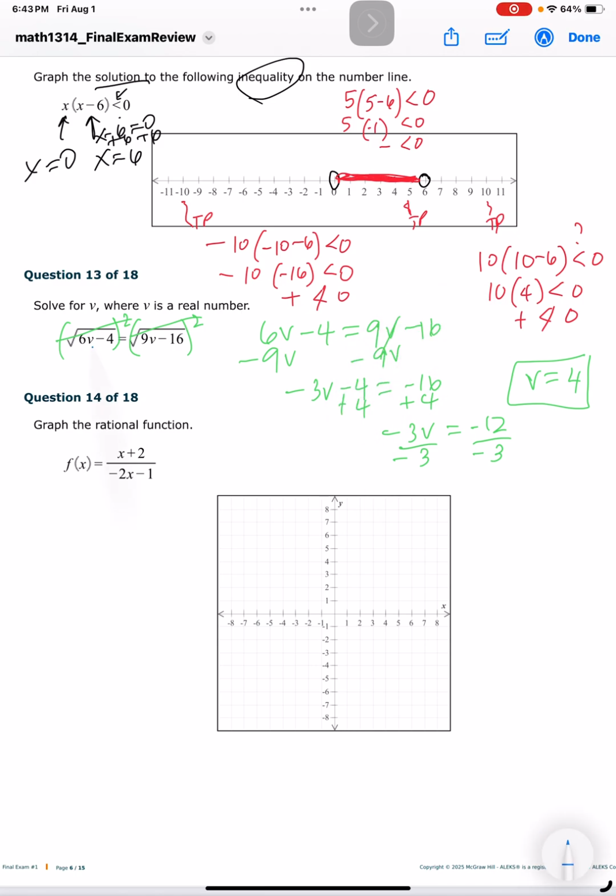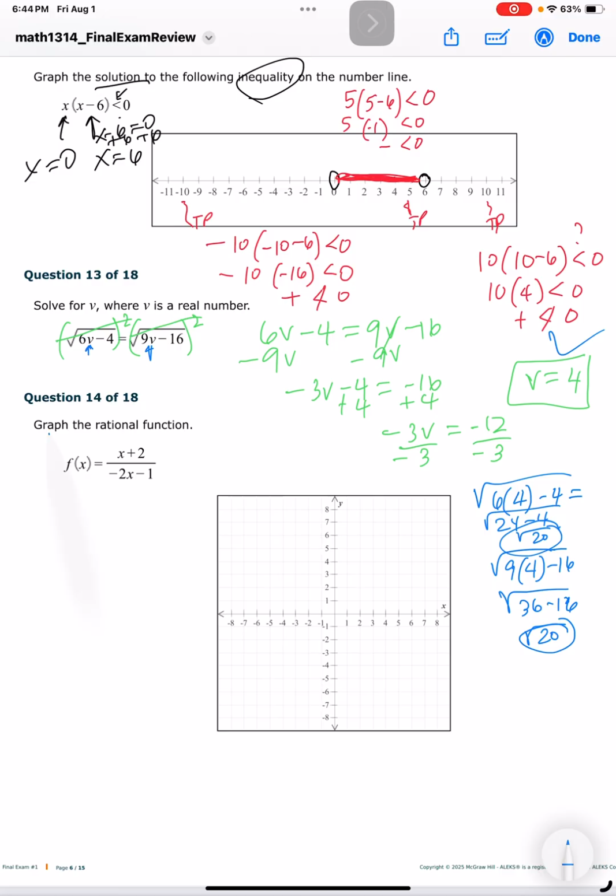Checking it simply means every place you had a v in the original problem, you are now going to put it into the equation. So 6 times 4 minus 4 should equal the same as the square root of 9 times 4 minus 16. And so let's see if that's true. So this would be 24 minus 4, the square root of 20. It should be the same as, that would be 36 minus 16, and I get the square root of 20, and they do equal each other. So I can say confidently that our answer is v equals 4. I don't have to reject it or say no solution.